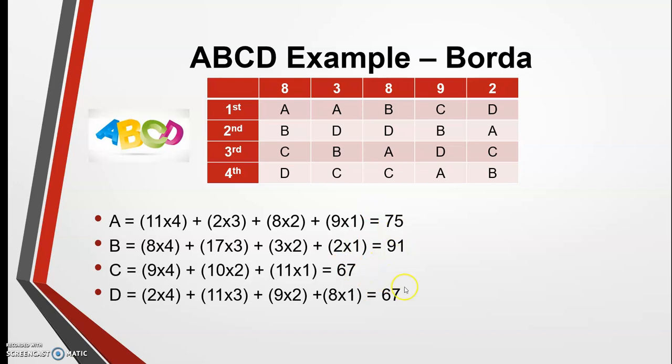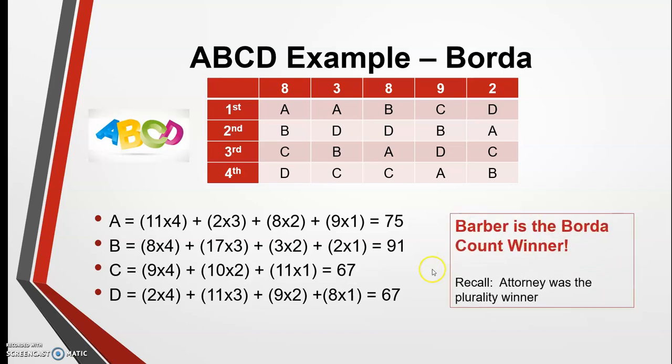So in this case, who wins the election? Well, that would be candidate B with 91 points. And recall that the attorney was actually the plurality winner. So here's an example where we have 2 different winners depending on the type of election we are, or the type of voting method we are using with this election.